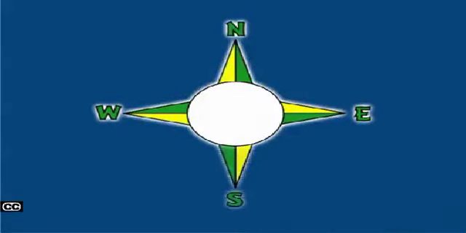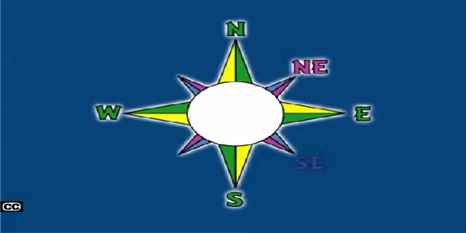But north, south, east, and west aren't the only directions. There are also intermediate directions, directions that fall between each of the cardinal directions. The four main intermediate directions are northeast, southeast, northwest, and southwest.